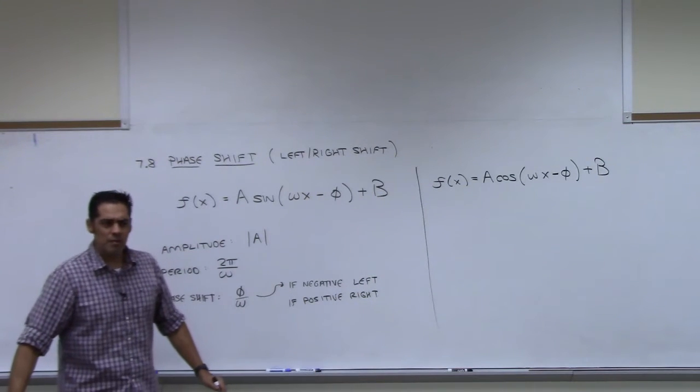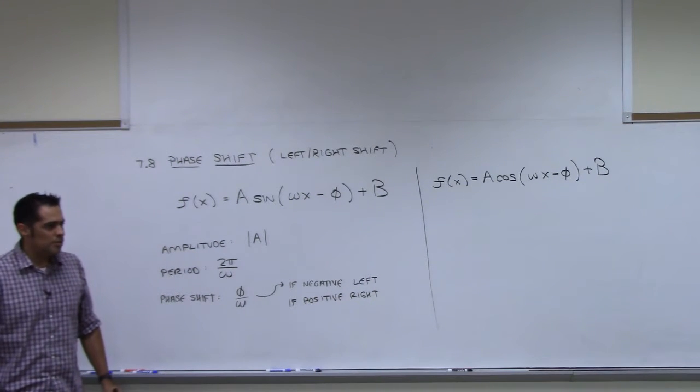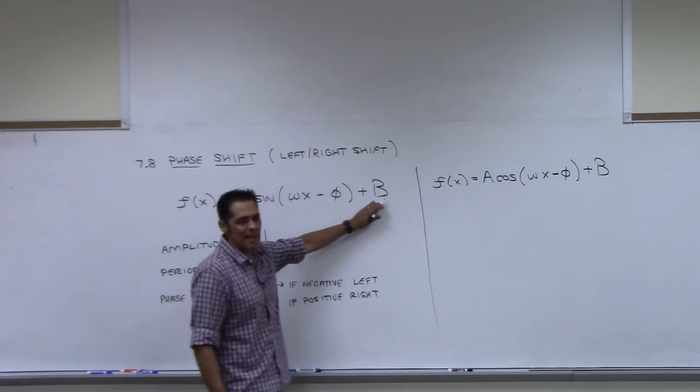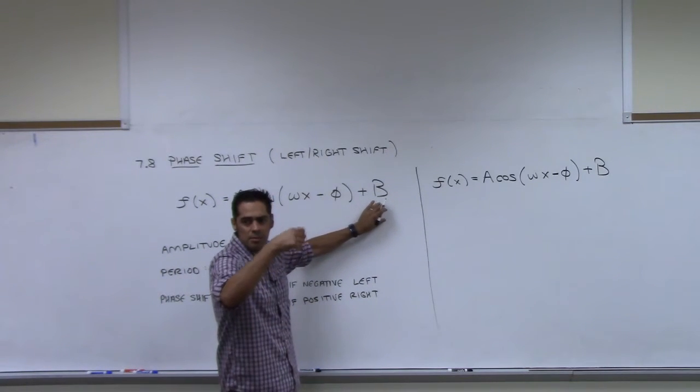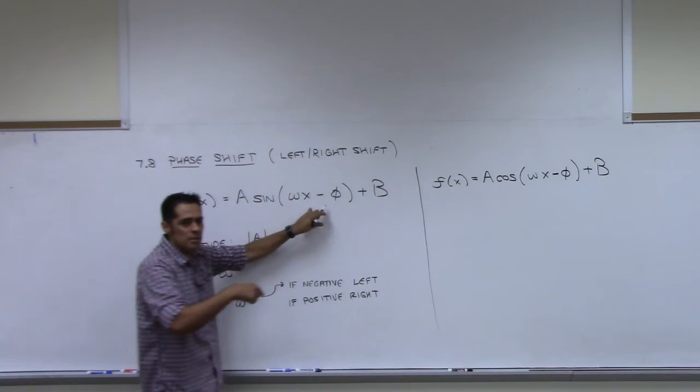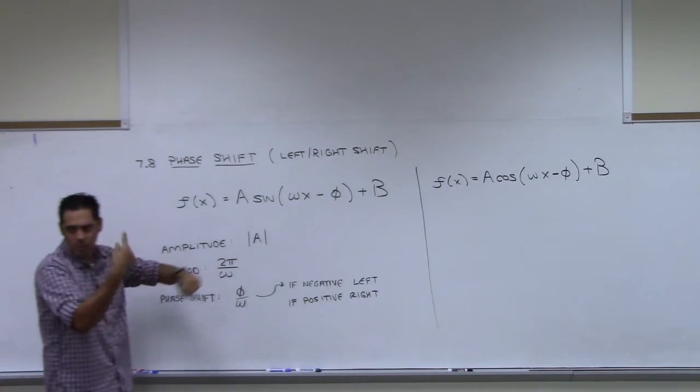Do you remember that from college algebra? It was transformations. The number on the outside does exactly what you think. If you add it, it goes up. If you subtract it, it goes down. But when it's inside the function, inside the argument, it's opposite of what you think.